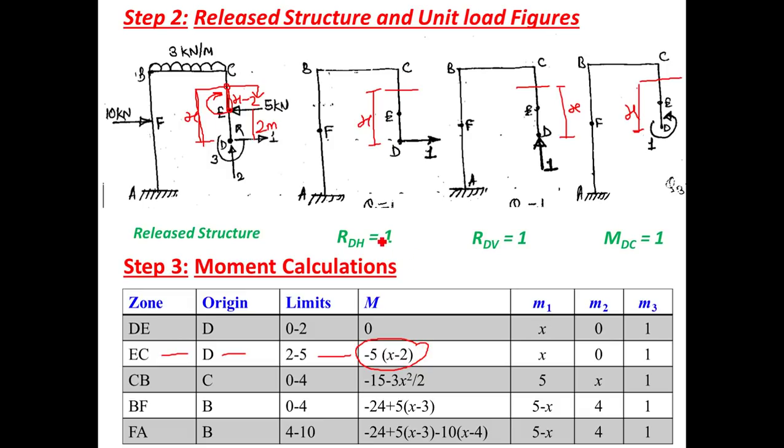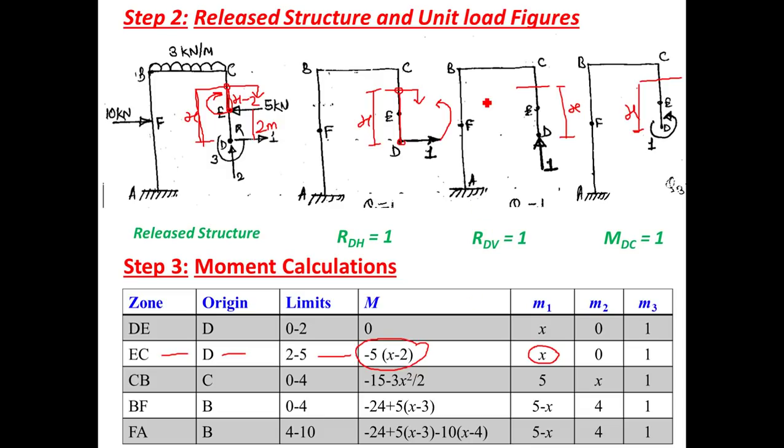Now look at the second figure, RDH equal to 1. Observe the lower portion of this section. Again there is a 1 point load and its perpendicular distance is x. We are taking moment here. So perpendicular distance becomes x. So moment will be 1 into x. Again x, anti-clockwise positive. Look at the second element of M1 column. It is 1 into x.